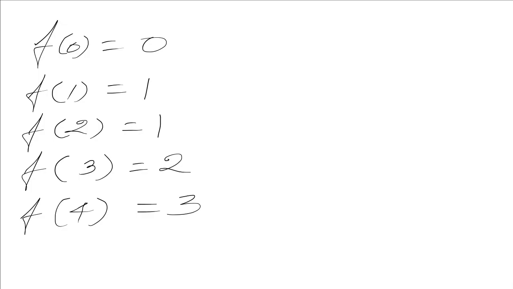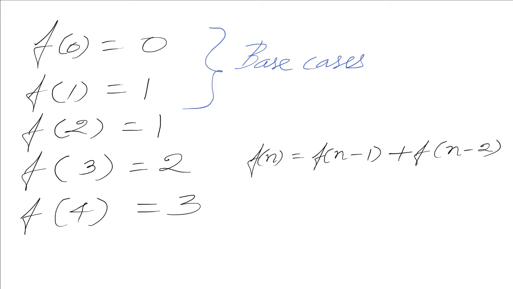The output for input 0 is 0. For 1 it is 1. For 2 it is 1. For 3 it is 2. For 4 it is 3. The first two cases are base cases. The recursive case can be expressed by the recurrence relation.